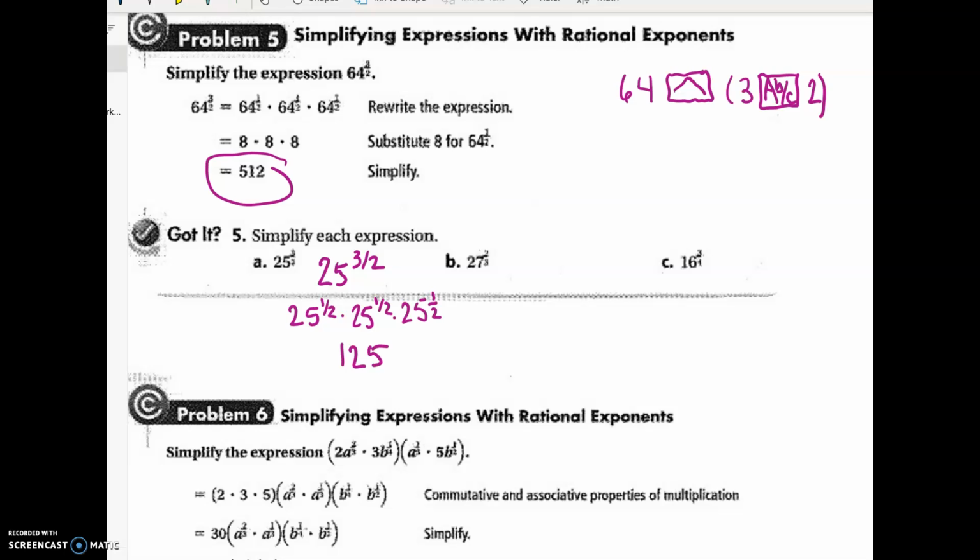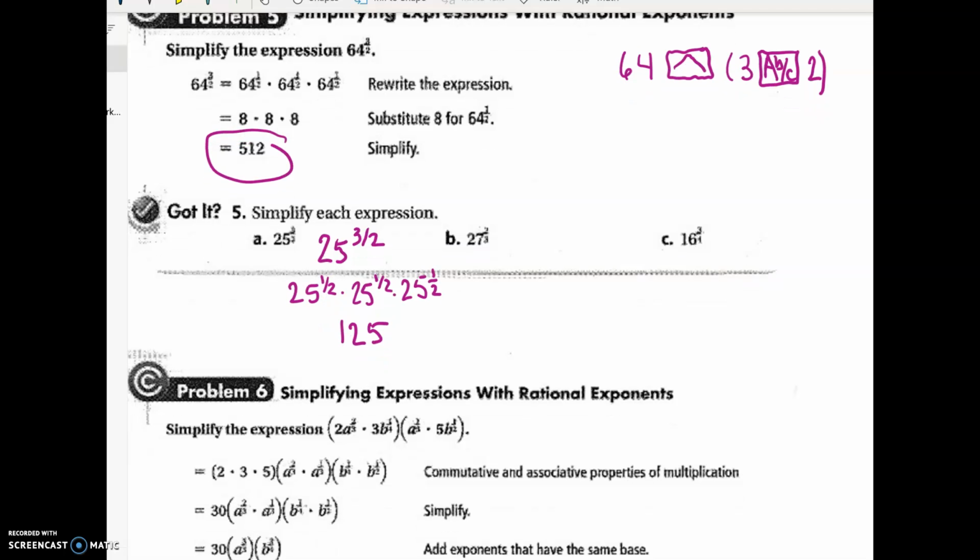answer. Why? Because 25 to the 1/2 power equals 5. 5 times 5 times 5 is 125. So again, your calculator will do all of these for you, but it's good to see the why.